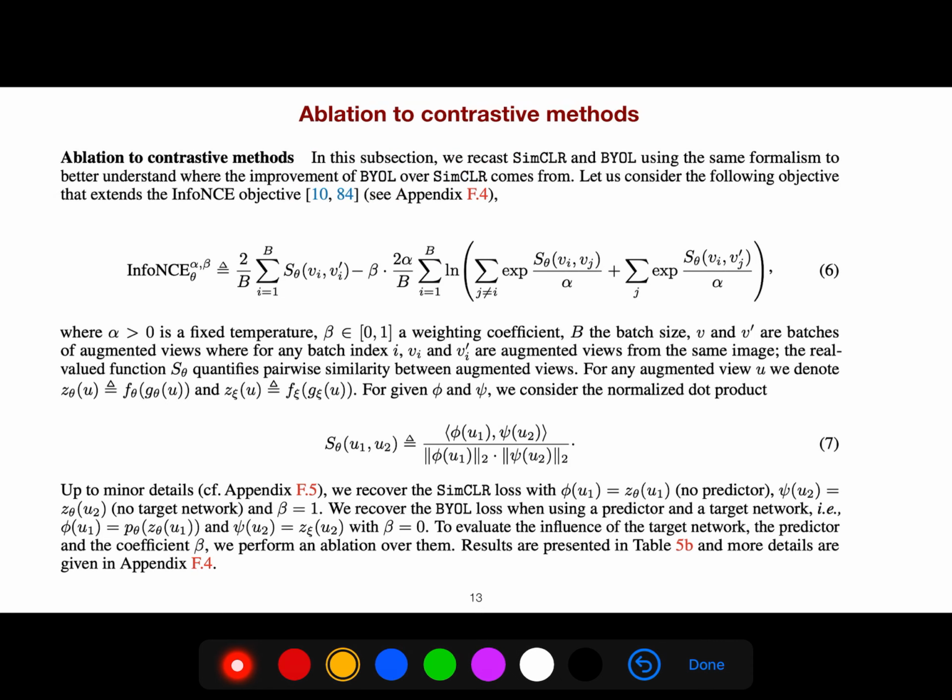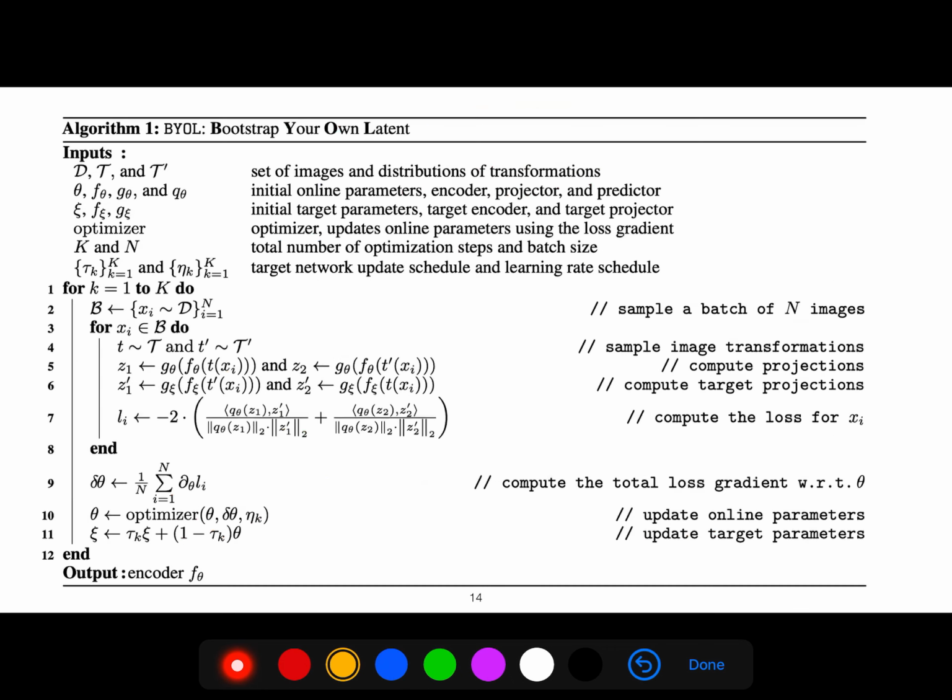And it's an ablation through contrastive methods, because we recast SimCLR, which I've explained in another video, with BYOL using the same formalism to better understand this. And this is the InfoNCE, and s here is just a normalized dot product. So we first sample a batch of n images, and then we sample image transformations because we need different views, different augmentations, and then we have a projection layer.